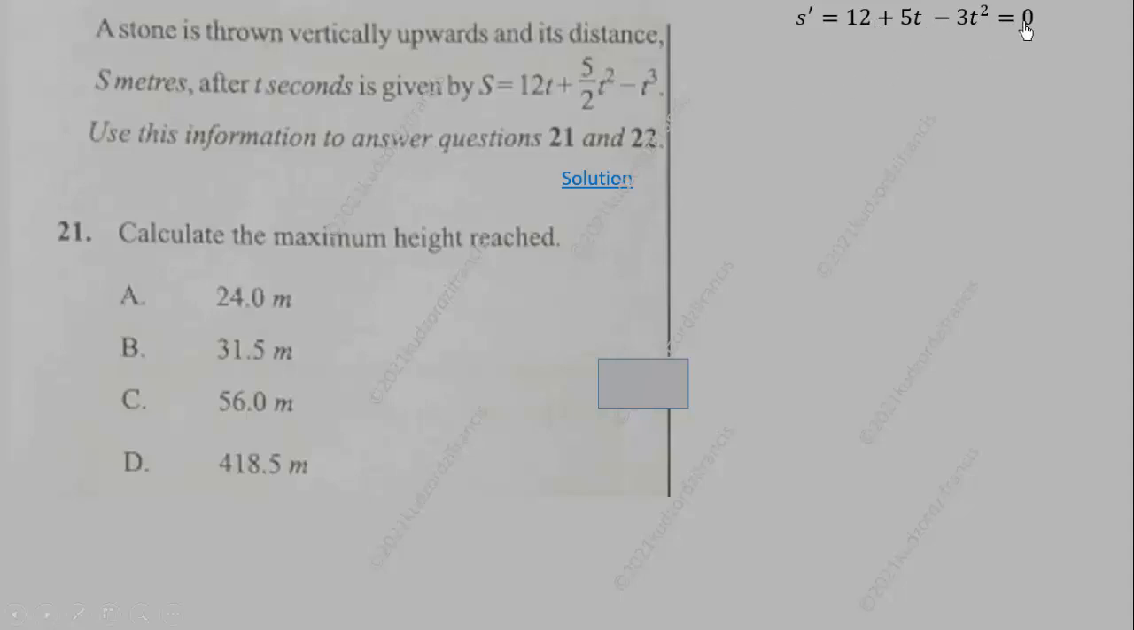We equate it to 0 because at the maximum height, the slope of the tangent line is horizontal, or the slope is 0. Now we solve for the values of t and we get these two values. These are general values at which the tangents to this function are horizontal. We need to determine which one is maximum and which one is minimum.